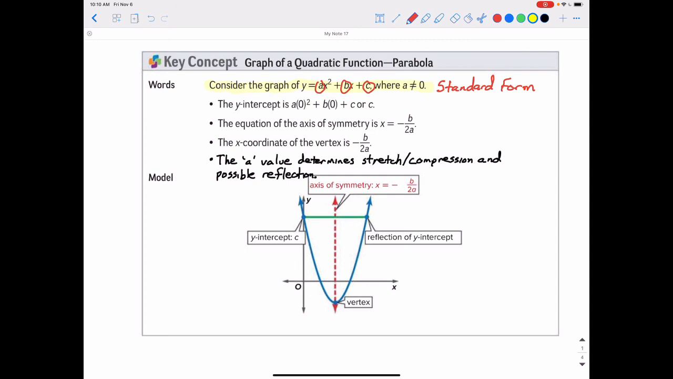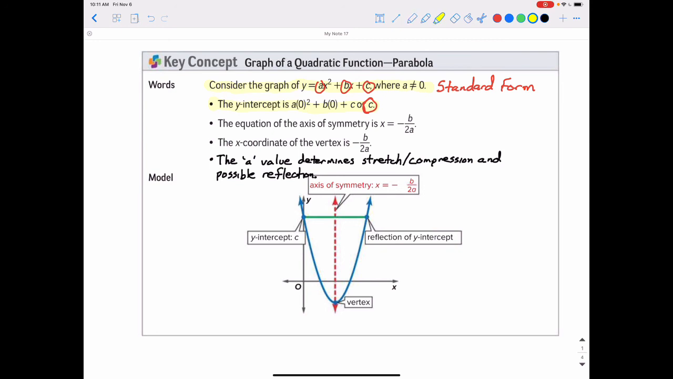First off, the y-intercept of the graph is located at the c value. Thinking about how it relates to slope-intercept form, where the y-intercept was the b value, which is the last number in y equals mx plus b, the y-intercept is going to be the c value. There are more numbers here, but it's still the last number in that standard form.